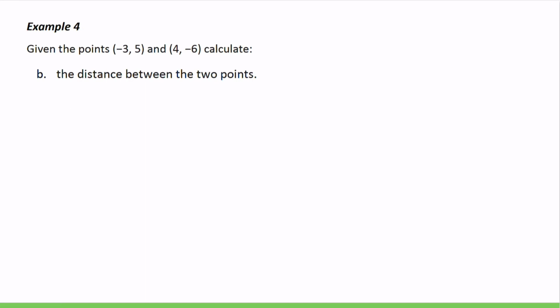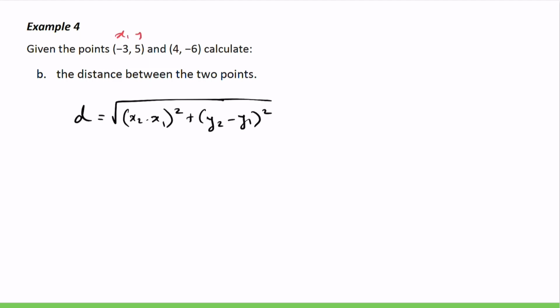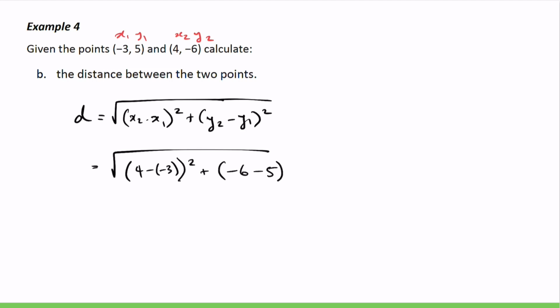Next, it asks us to calculate the distance between these 2 points. So once again, all we're going to do is use the formula that they provided us with. So that's going to be x2 minus x1 all squared plus y2 minus y1 all squared. Again, we can label our points, so that's x1, y1, x2, y2, and we can go ahead and substitute that in. So x2 minus x1, 4 minus negative 3, plus y2 minus y1, so that'll be negative 6 minus 5, all squared. 4 minus negative 3 is going to be 7, because it's a plus, so that's 7 squared. And then negative 6 minus 5 is negative 11.